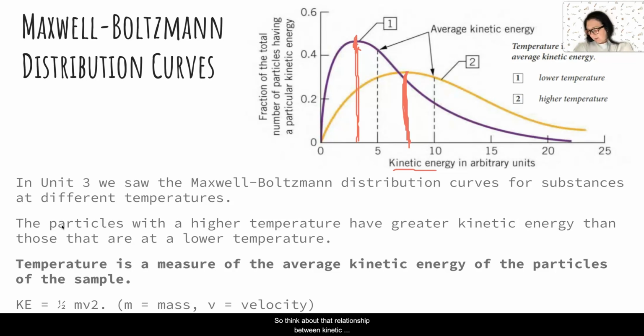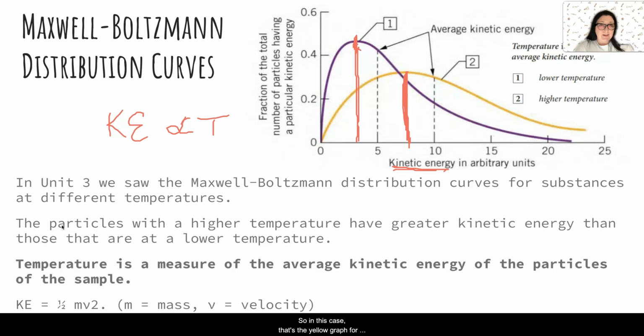So think about that relationship between kinetic energy and temperature. Remember, they're directly proportional. I'm not the best at drawing that sign. But the kinetic energy and temperature are directly proportional to each other. So the one that has the higher temperature is going to be the one with the higher kinetic energy.